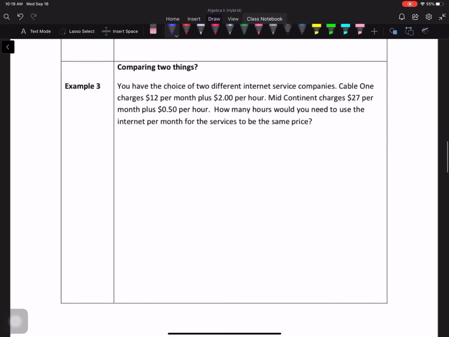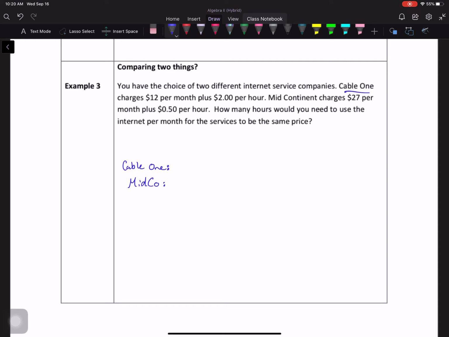When you compare two things, what you want to do is write an equation for each thing you're trying to compare. So in this example, we have cable 1. Let's scoot that down. And we have Midco. So we're going to write an equation for each one of these when you compare two things like this. And again, if you want to go ahead and solve, be my guest.